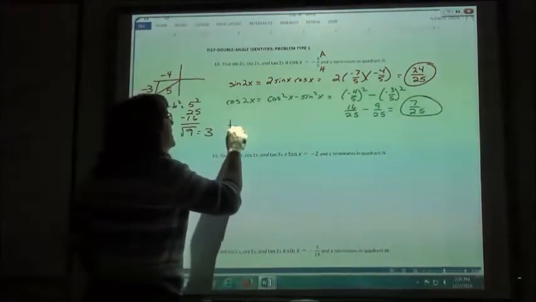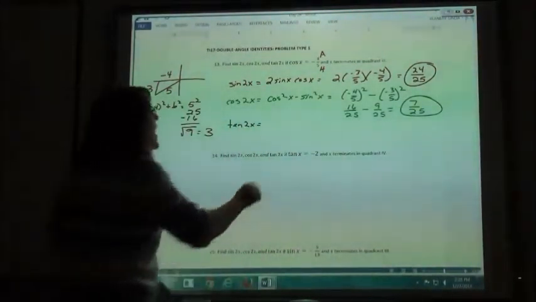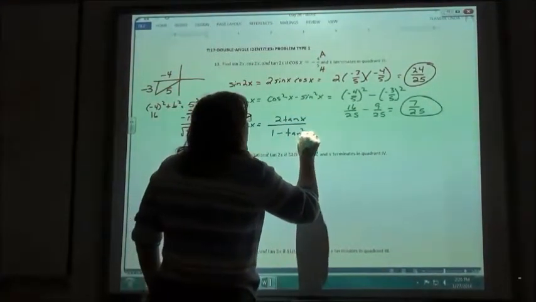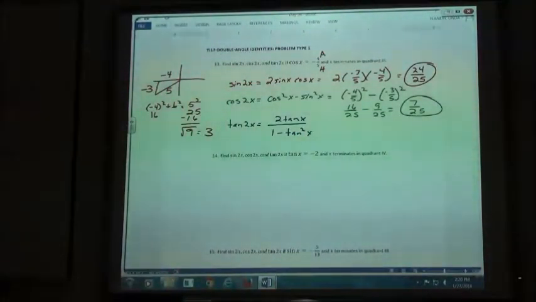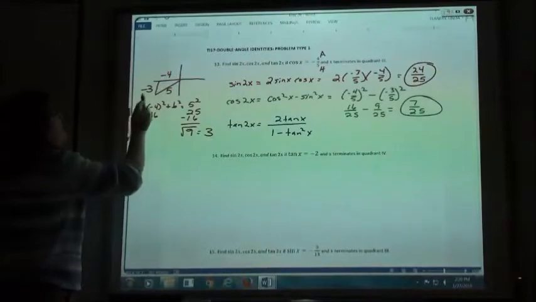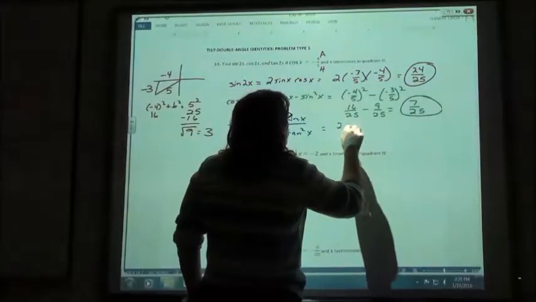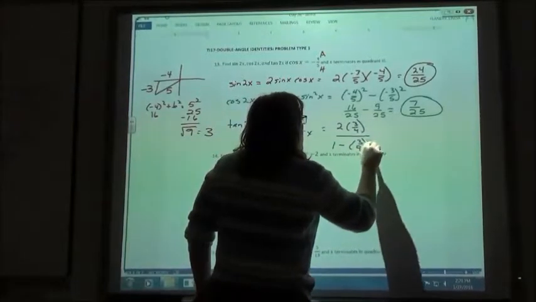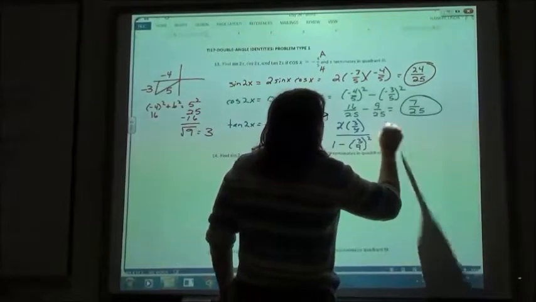Lastly, we're going to do tangent. And if you look up on your paper, we are going to have 2 tangent of x over 1 minus tangent squared of x for our formula. So tangent is going to be opposite over adjacent. Negative 3 over a negative 4 would be a positive 3/4. So I am going to have 2 times 3/4 over 1 minus 3/4 squared. So this is going to cancel. I'm going to get 3 over 2 on top.